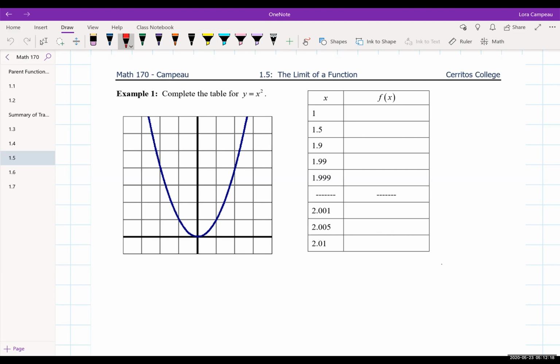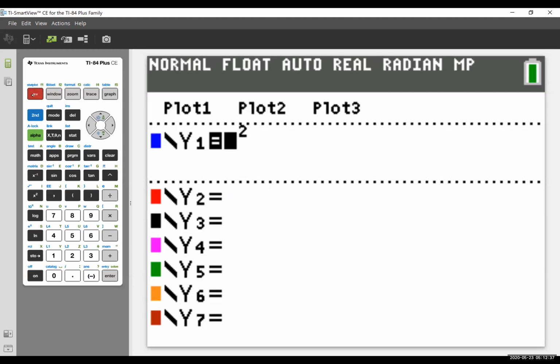If I'm going to be plugging in x equals 1, well, we'll just do it by hand for this one. I should get the number 1 squared. Now 1.5, let's see if we can use the table feature. So let's pull up our TI. And I already have the graph entered in, y equals x squared. We could do this a couple ways.